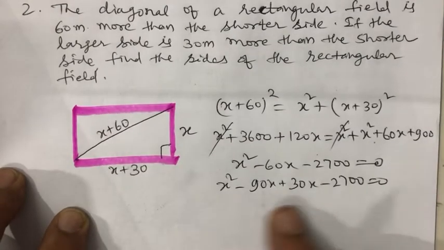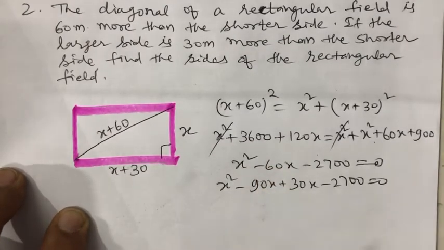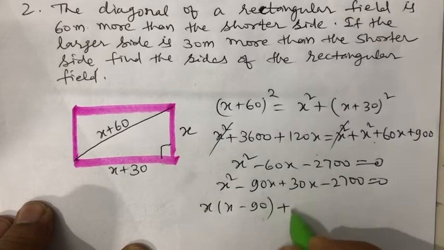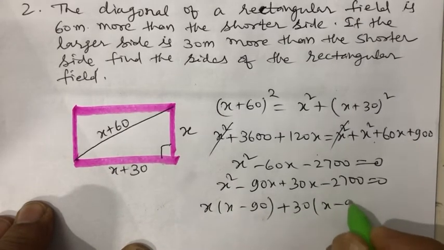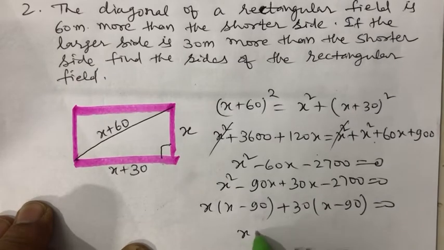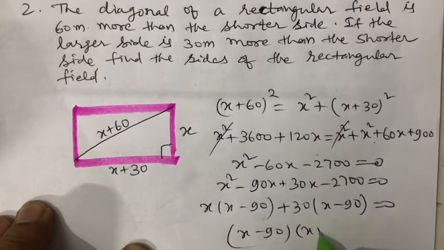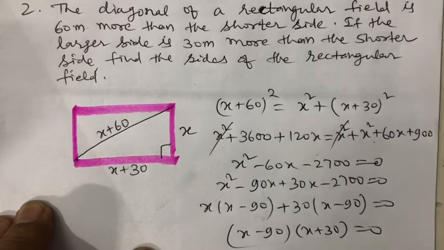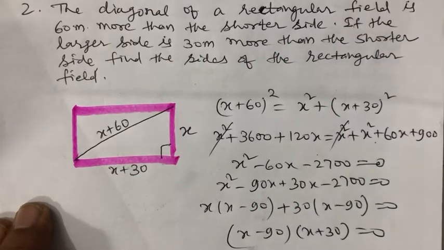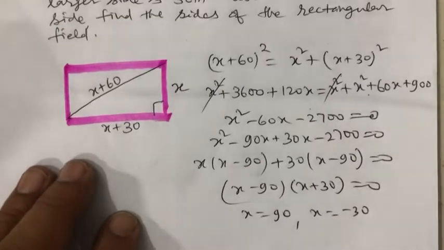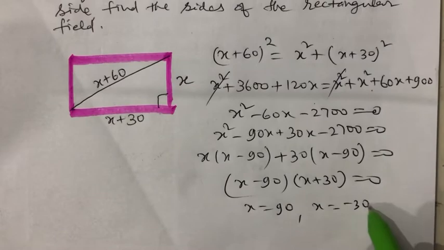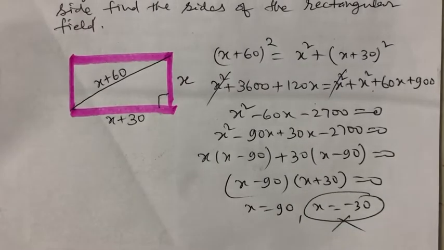See, the sum is minus 60, product is 2700. x is common, 30 is common. So (x minus 90) and (x plus 30) equal to 0. x equals 90 or x equals minus 30. You have to reject x equals minus 30 because the length or breadth is never negative.